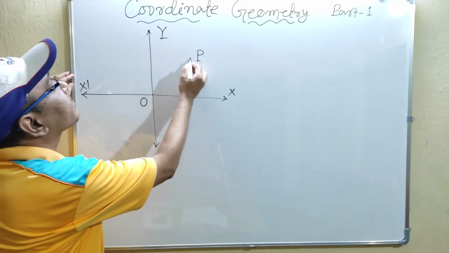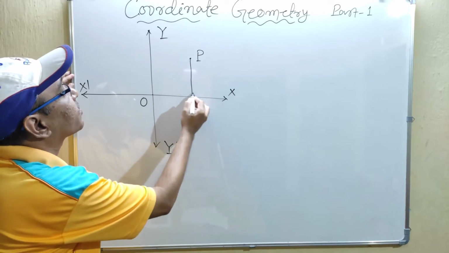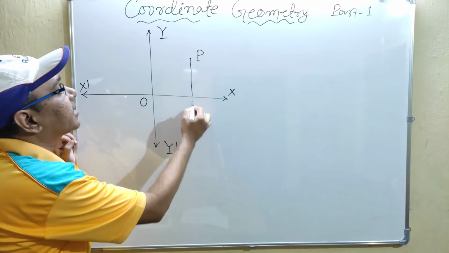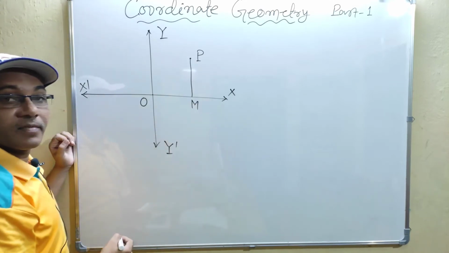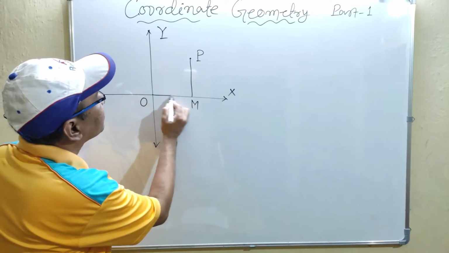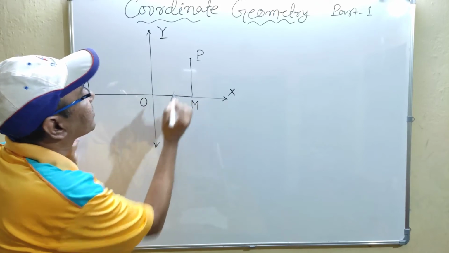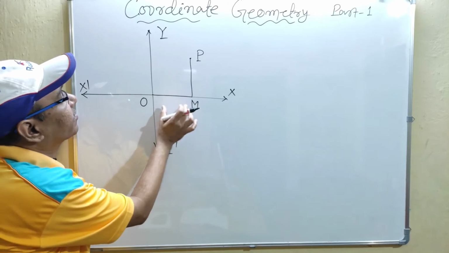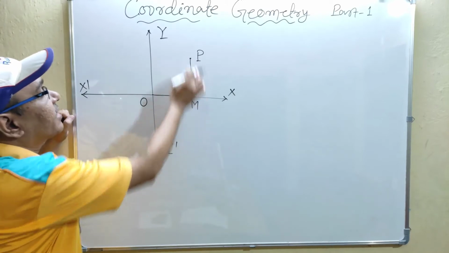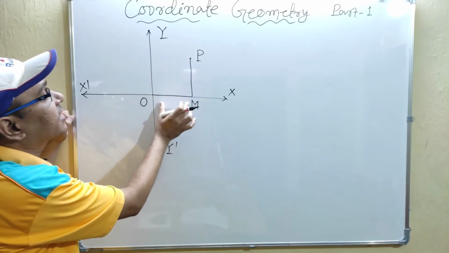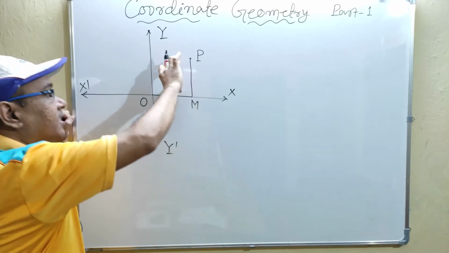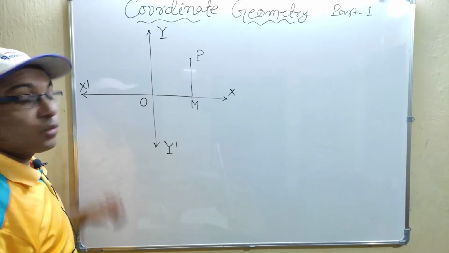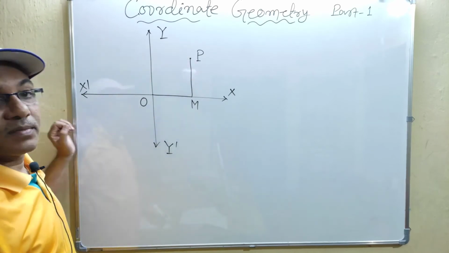What is its distance from x axis? You have to draw a perpendicular on x axis. Then this will give you distance of the point from x axis, and this is the distance of the point from y axis, is it not? So by taking distance of the point from x axis as well as from y axis, this is the distance from y axis, this is the distance from x axis. So these 2 distances together indicate position of this point.